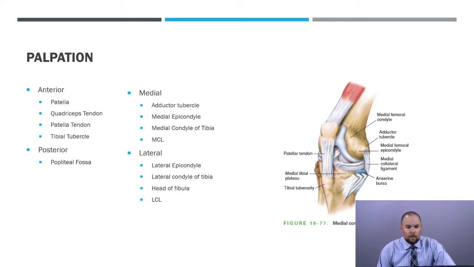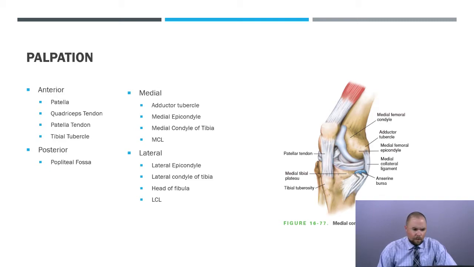In the anterior compartment, we talk a lot about the patellofemoral joint. And then you've also got the quadriceps tendon and patella tendon, which are all in that anterior extensor mechanism of the knee. And then also the tibial tubercle, where the patella tendon is attaching.